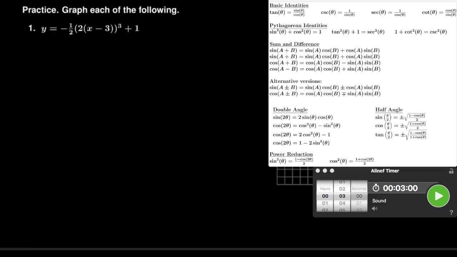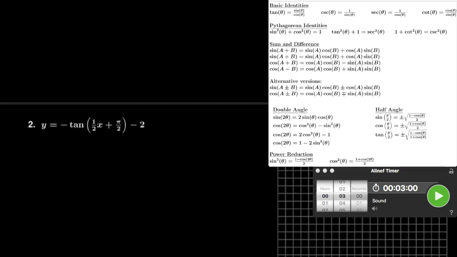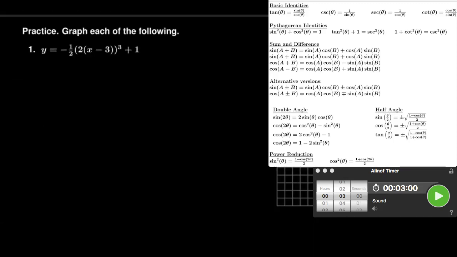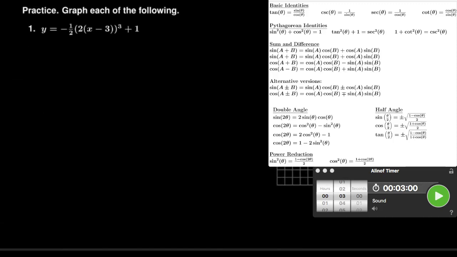Alright, so now we're going to practice graphing. I think I have 3 of them. Chances are we're not going to get through all of them. You've seen a lot of trig transformations.